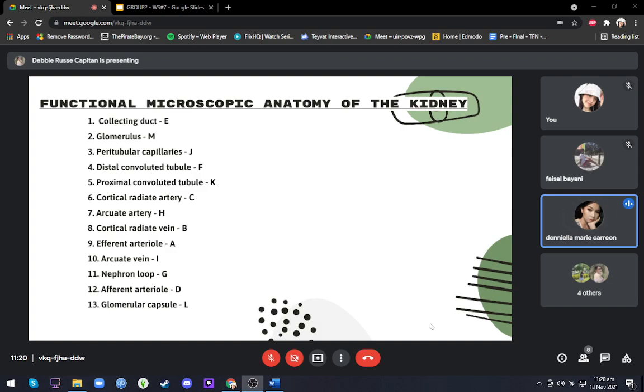Cortical radiate artery, letter C. Arcuate artery, letter H. Cortical radiate vein, letter B. Afferent arteriole, letter A. Arcuate vein, letter I. Nephron loop, letter G. Efferent arteriole, letter D. Glomerular capsule, letter L.